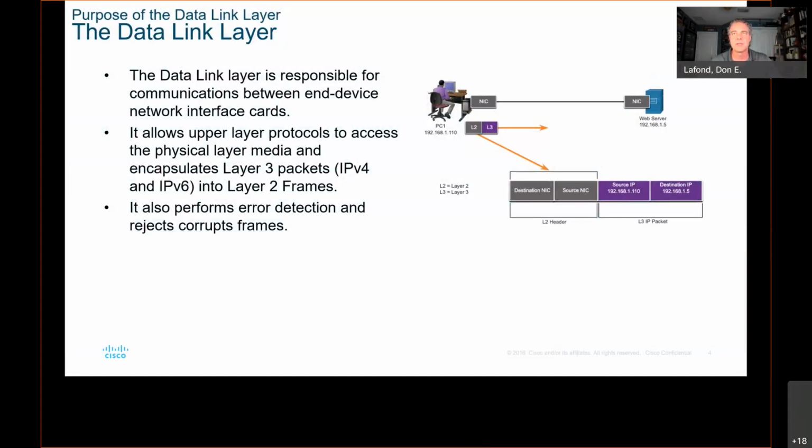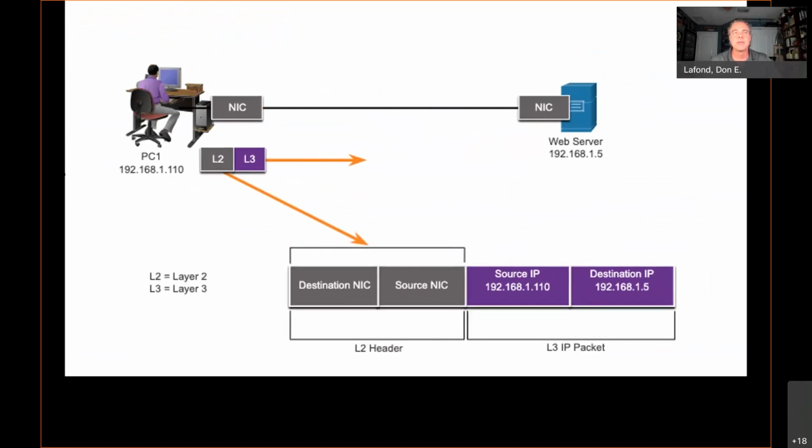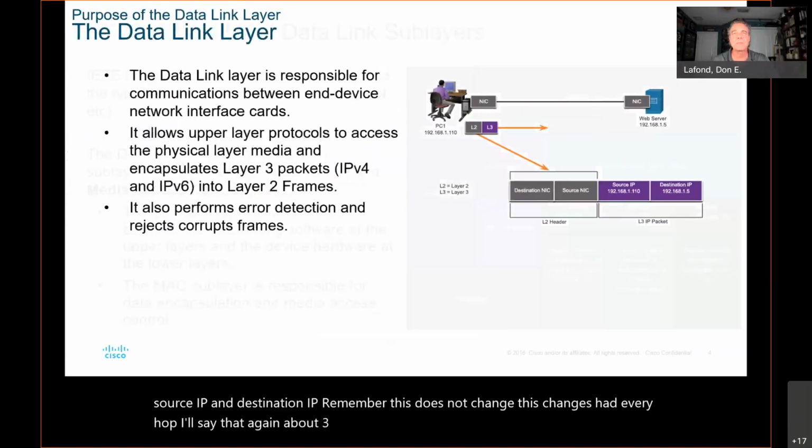I'm going to zoom in on this picture so you can see it a little bit better. Remember, layer 2 is NICs, destination NIC and source NIC. We're going to talk about MAC addresses in this presentation. And then layer 3, that is the network layer. That has our source IP and destination IP. Remember, this does not change. This changes at every hop. I'll say that again about 3 more times in this presentation.